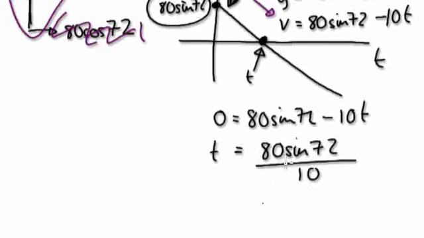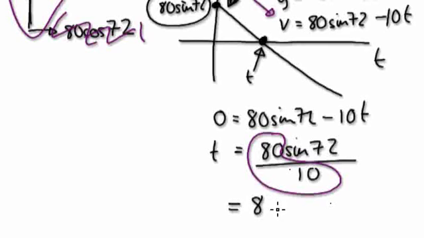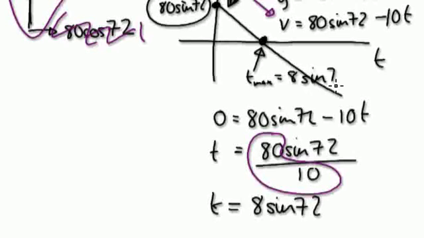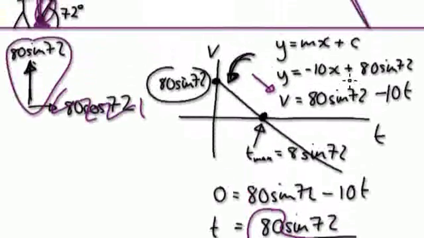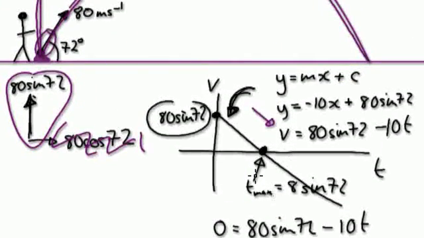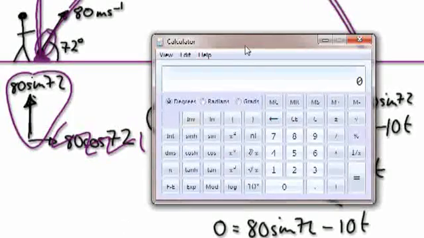Over 10. Okay, so let's just merge these two together. So that becomes 8 sine 72. So the time it takes to get to maximum height here, t max equals 8 sine 72. Okay, so that's a time. If you really want to know the number in real time, then okay, let's find out.